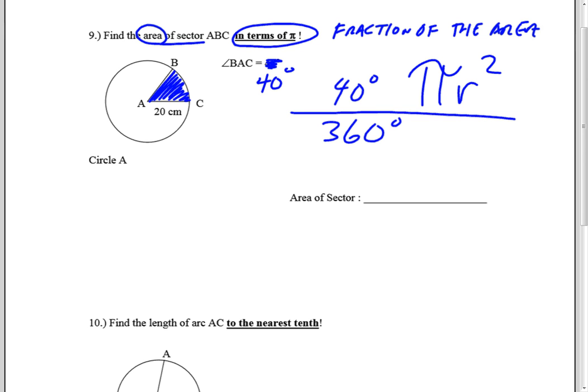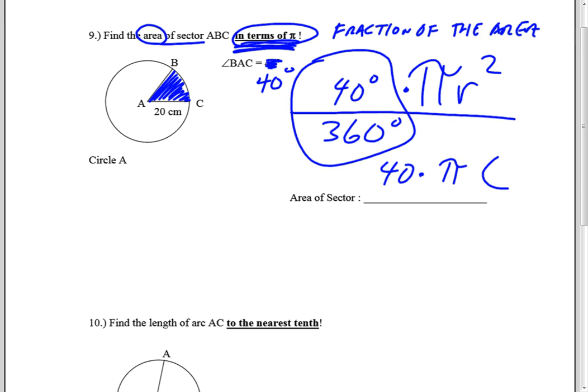Some people like to reduce that. It's not always reducible. I would just keep those numbers. You could do 1/9 because it reduces to that. You're finding a fraction of the area. Let's start filling in, but in terms of pi, here's what happens. 40 times pi times radius, which is 20, which is being squared, over 360.